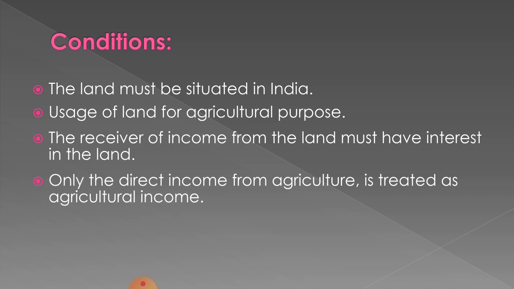Third condition is, the receiver of income from the land must have interest in the land. The landlord or tenant are the interested parties in the land. Landlord who lends his land to the tenant who grows products in that land. If a person purchases a standing crop or, after cutting it, sells it and makes profit, the profit is not considered as agricultural income. The income of the owner of the land or tenant is considered as agricultural income.